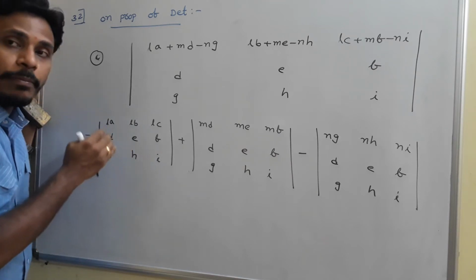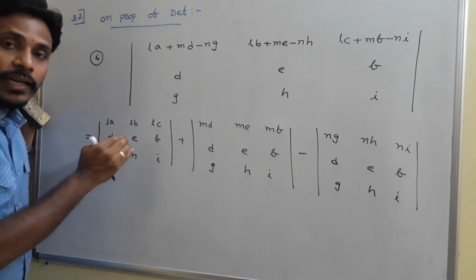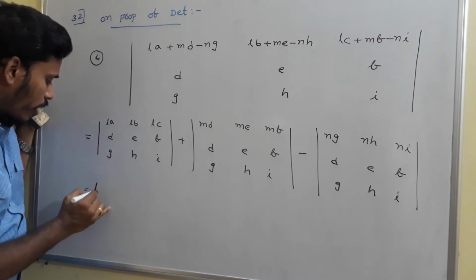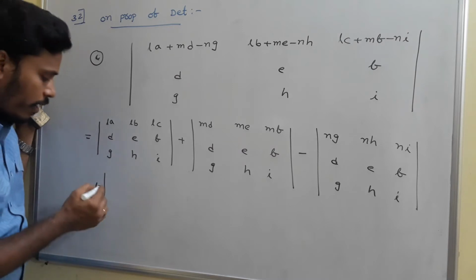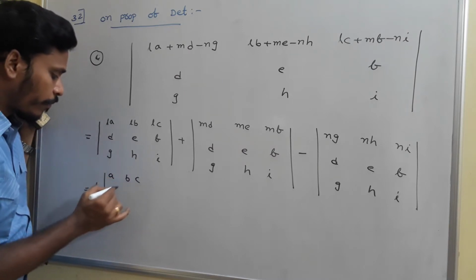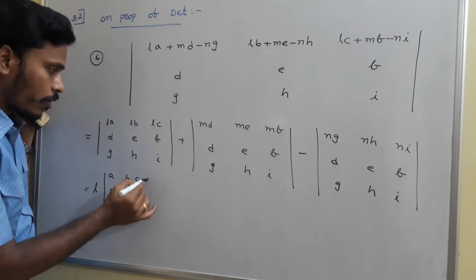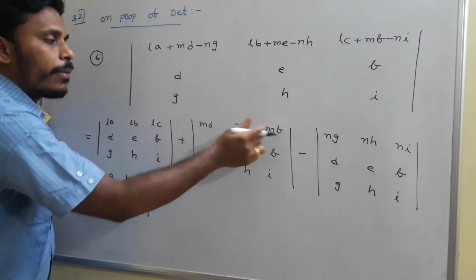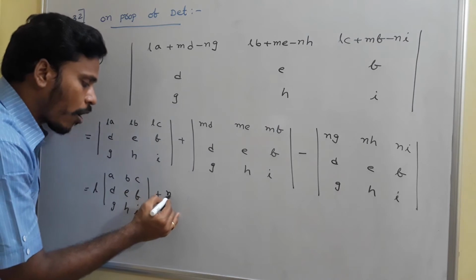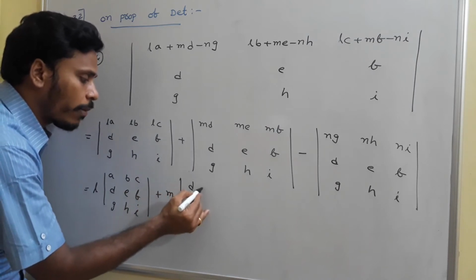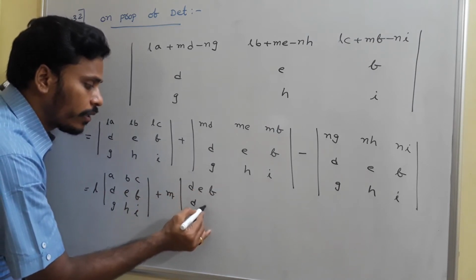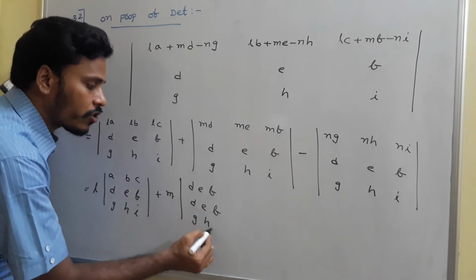Here LA, LB, LC. So you just write that L out. So this is equal to L times the determinant of the remaining A, B, C, D, E, F, G, H, I. Plus, here again M is a common thing. You just write that M out. So M times the determinant DEF, DEF, GHI.